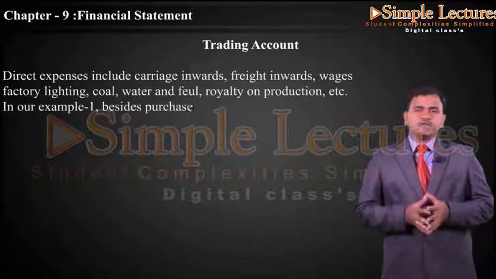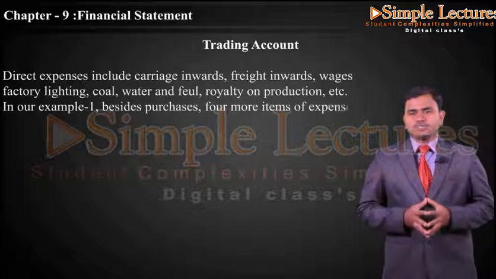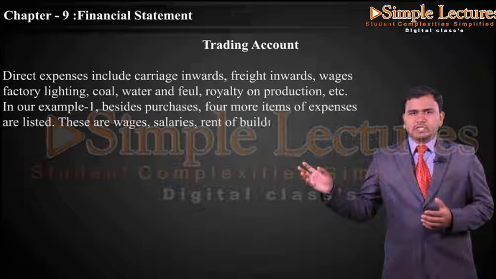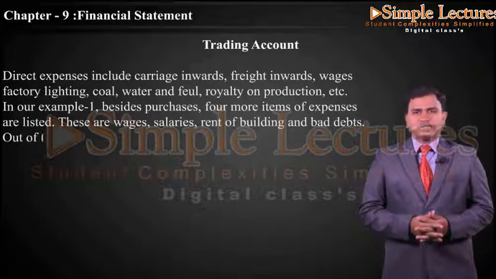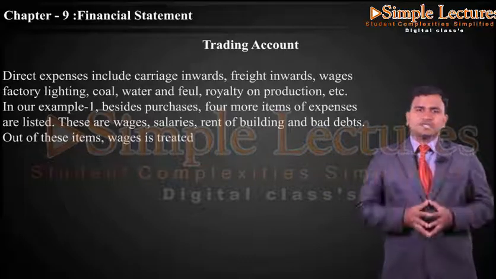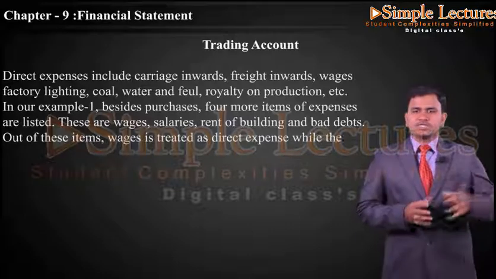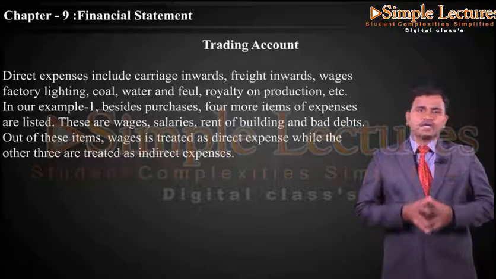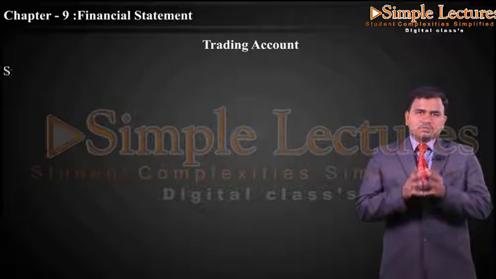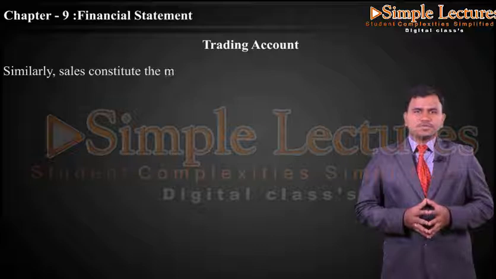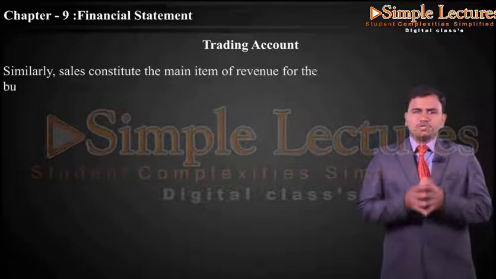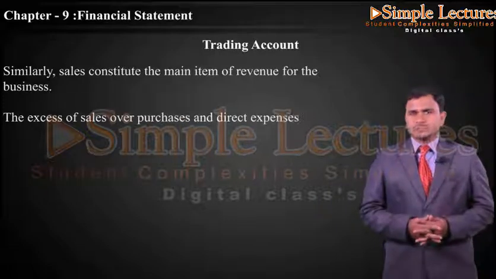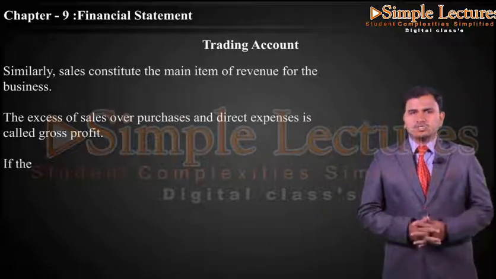etc. Besides purchases, four more items of expenses are listed. These are wages, salaries, rent of buildings and bad debts. Out of these items, wages is treated as direct expenses while the other three are treated as indirect expenses. Similarly, sales constitute the main item of revenue for the business. The excess of sales over purchases and direct expenses is called gross profit.